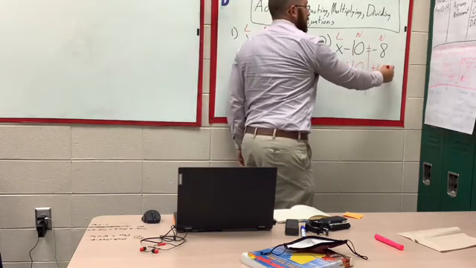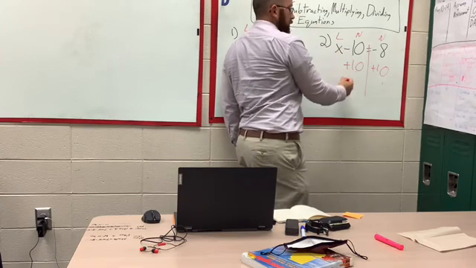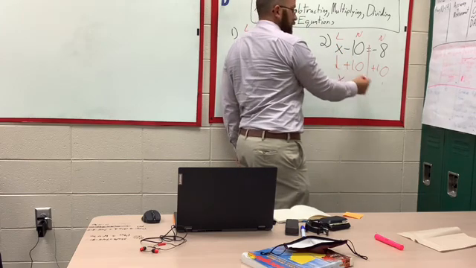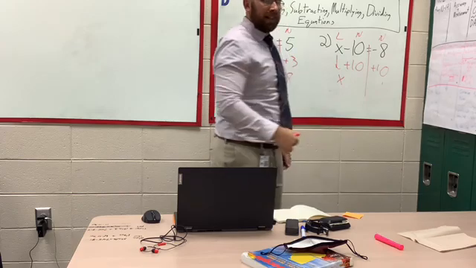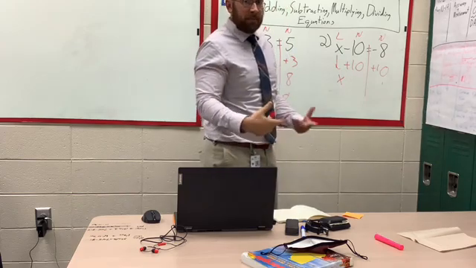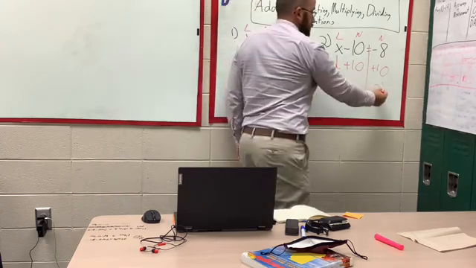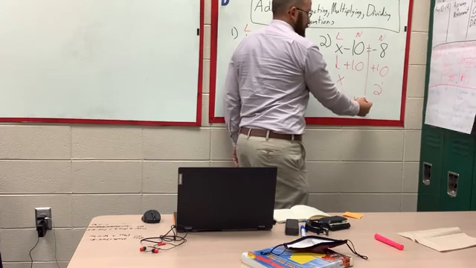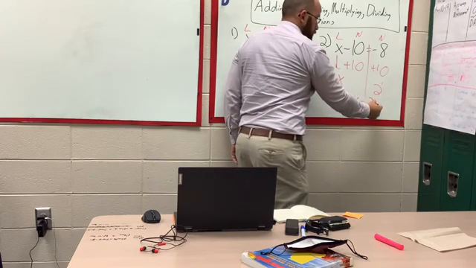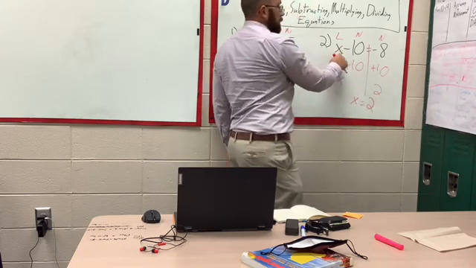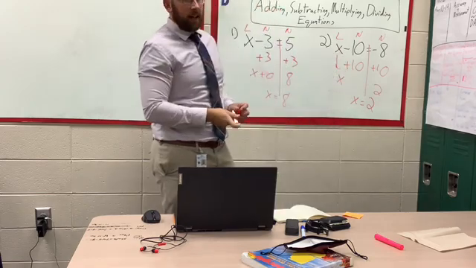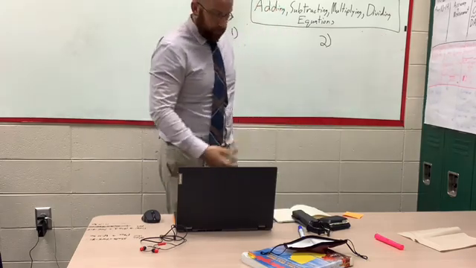Add 10 to both sides, we get 0 here. We bring the x down. Negative 8 plus 10. That's the same thing as saying 10 minus 8. Did you get 2? So x equals 2. Come up here and plug that into x, and that is what you get. On to multiplication.